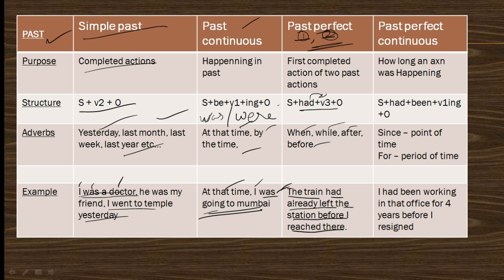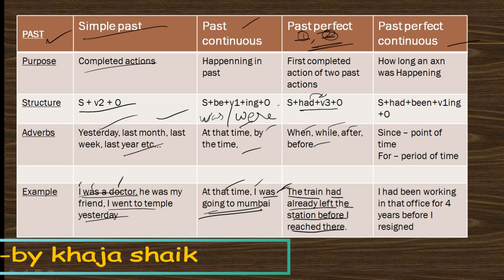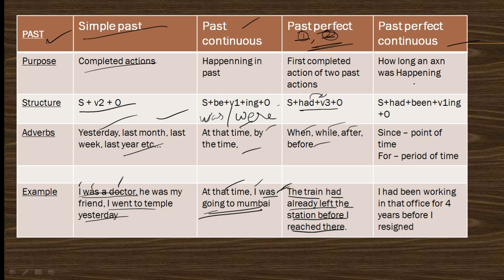And now we are going to discuss past perfect continuous. In past perfect continuous, we discuss how long an action had been happening. Subject plus had been plus V1 ing form plus object. Since and for are common, and this is an example. I had been working in that office for 4 years before I resigned. That means by the time of resigning I had completed 4 years. After completing 4 years I resigned.